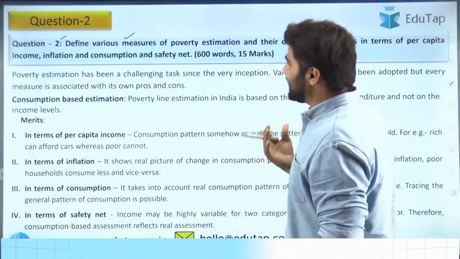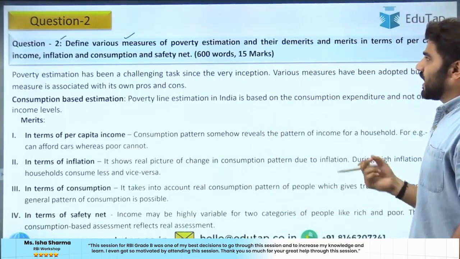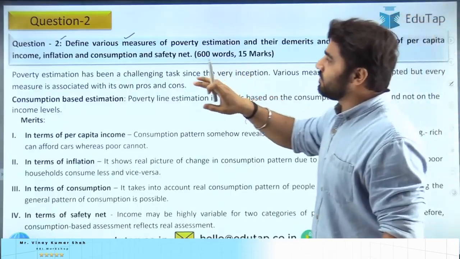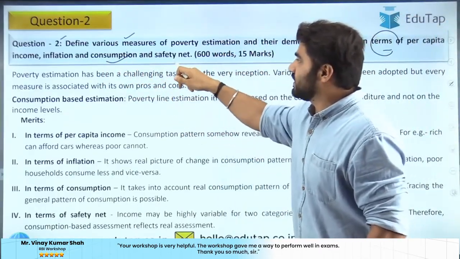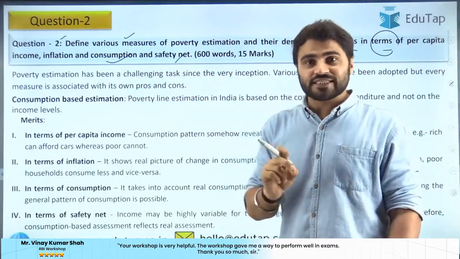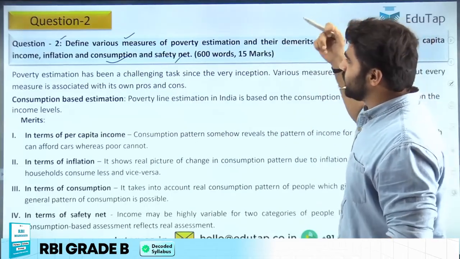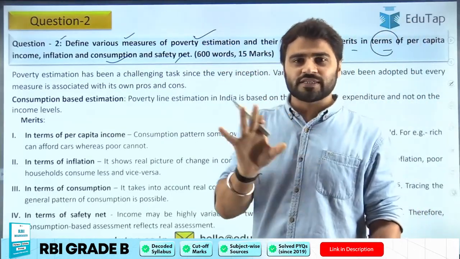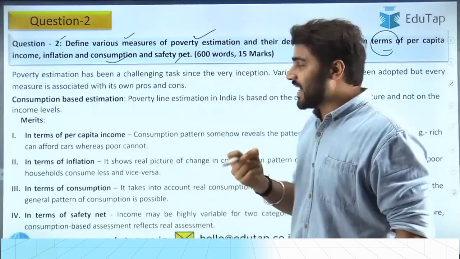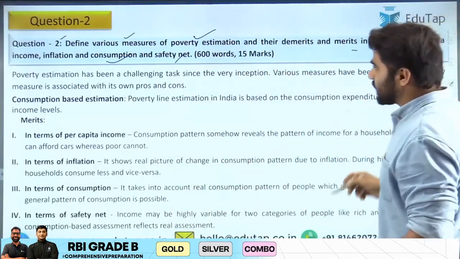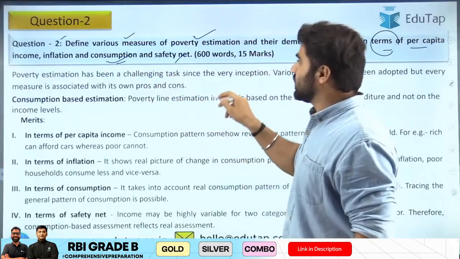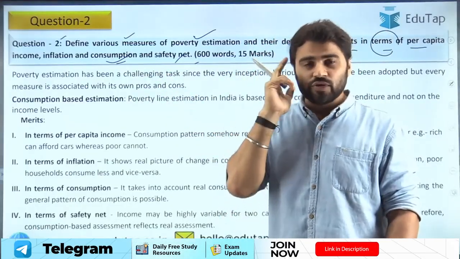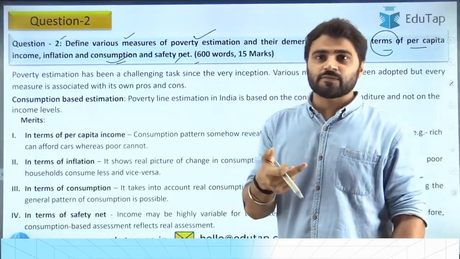Define various measures of poverty estimation and their demerits and merits in terms of per capita income, inflation, consumption and safety net. So this is the key point here, that guys, you have to define various measures of poverty estimation, their merits and demerits, right? This is a general question, but that should be mentioned in terms of per capita income, inflation, consumption and safety net. This is the keyword here which you need to keep in your mind while answering this particular question.